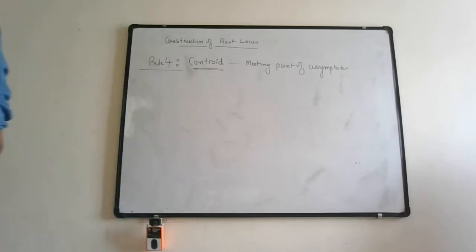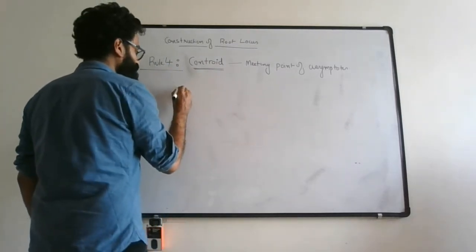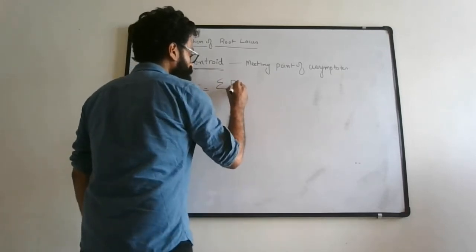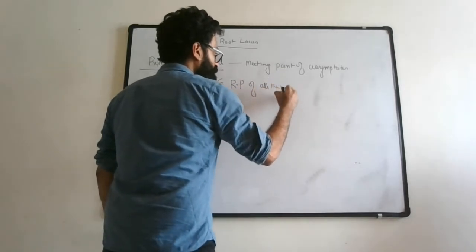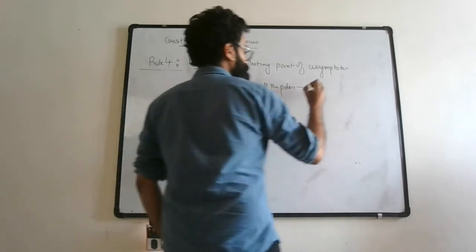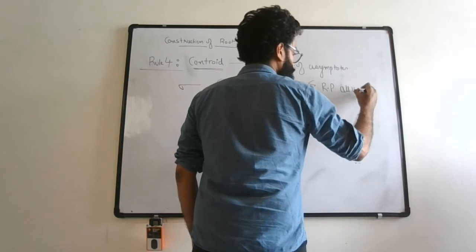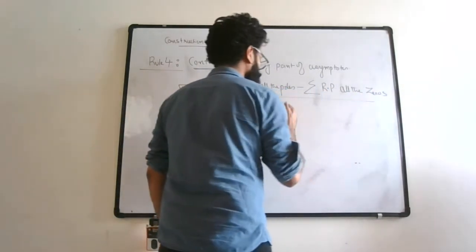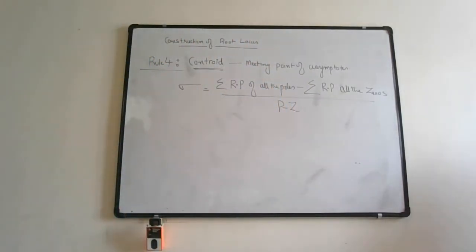All right. The centroid can be calculated with the following formula. Centroid is denoted by sigma, and sigma is equal to the summation of the real parts of all the poles minus the real parts of all the zeros, divided by p minus z.